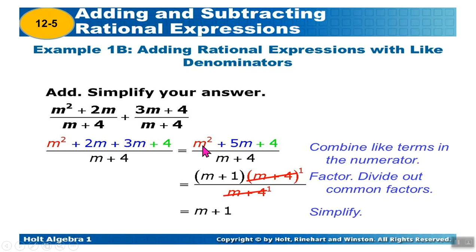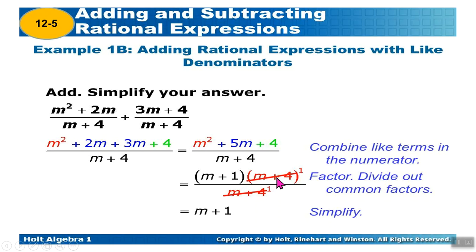M squared will be factored as m times m. Then we will search for two numbers. If we multiply them, we get 4. If we add them, we get 5. Obviously, the two numbers are positive 1 and positive 4. Positive 1 and positive 4. So we'll put it like this.